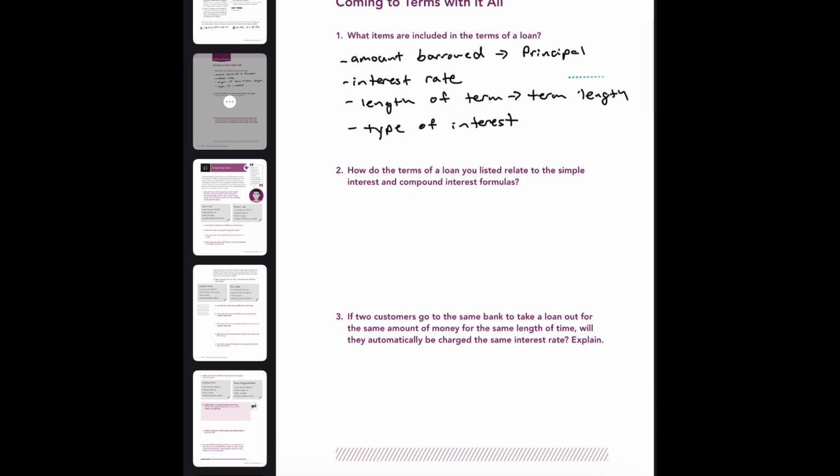Okay, for number 2, how did the terms of loan you listed relate to the simple interest and compound interest formulas? Well, if we think back at those formulas, for simple interest, we had the formula that the interest was equal to the principal times the rate times the time. So P was our principal, that original amount. R was our rate. And then T was our time.